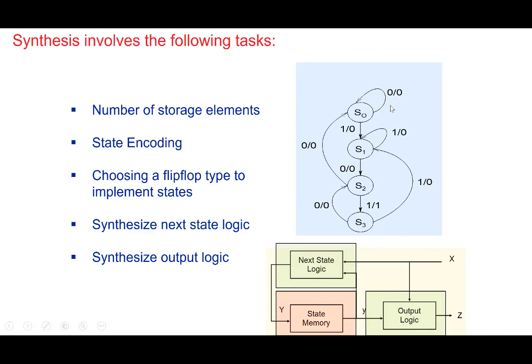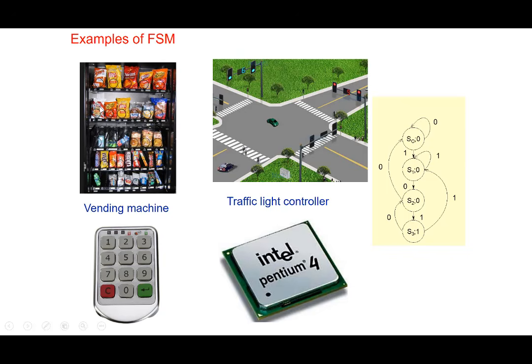Another name for the sequential system that we are talking about is a finite state machine, because it has a finite number of states, and the machine goes from one state to the next state in response to the input and generates the output here. Examples of finite state machines are all around us. The vending machine is a finite state machine. The traffic light controller is a finite state machine.